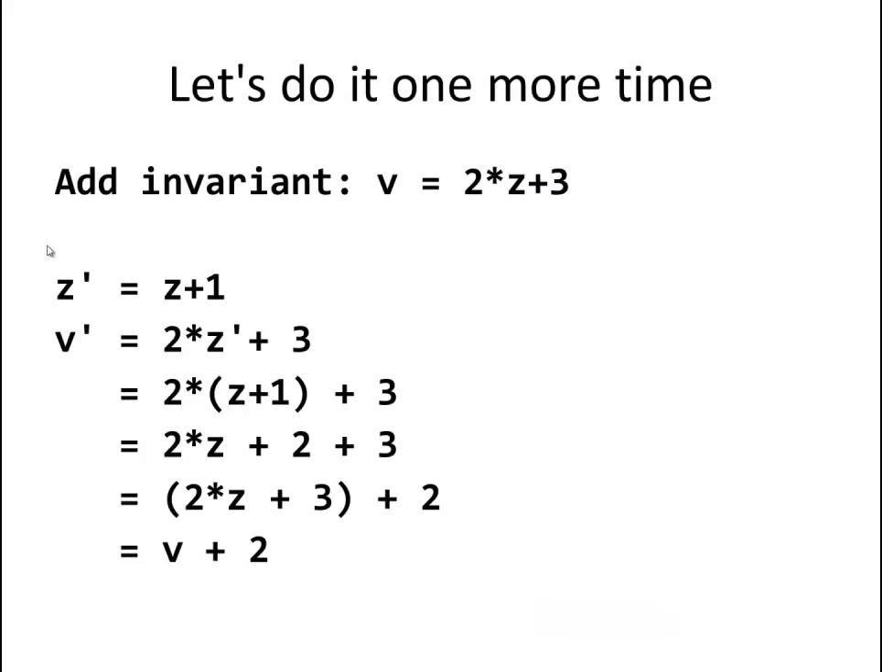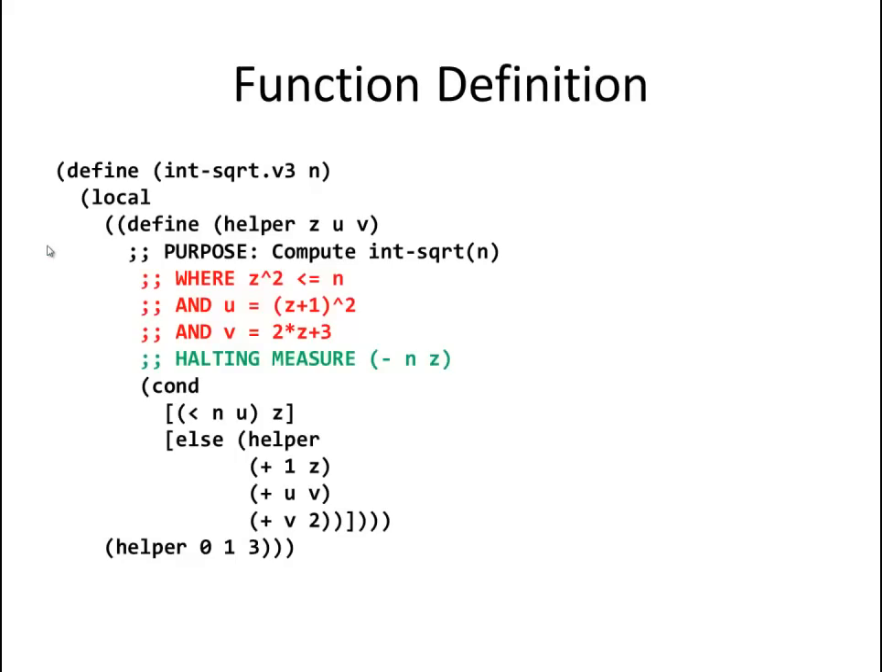Sure. Okay, let's do v. Let's add an invariant v equals twice z plus 3. When z goes up by 1, how much is v supposed to go up by? 2. Linear algebra. y equals mx plus b. v is equal to twice z plus 3. When z goes up by 1, v goes up by 2. There's the algebra. Cool.